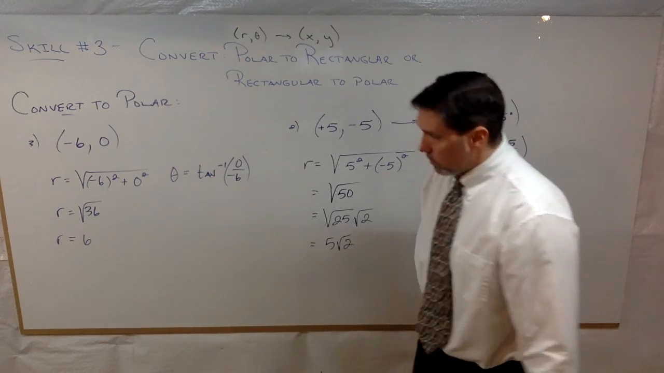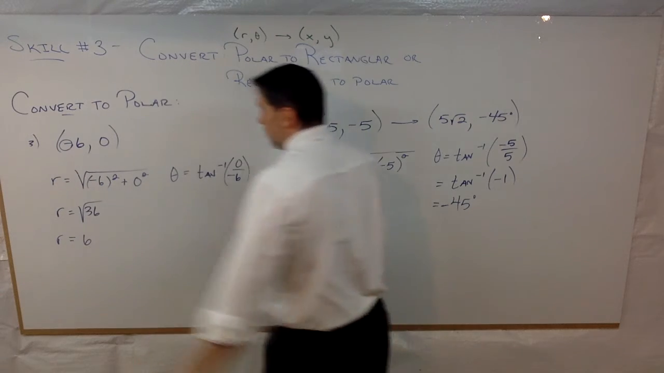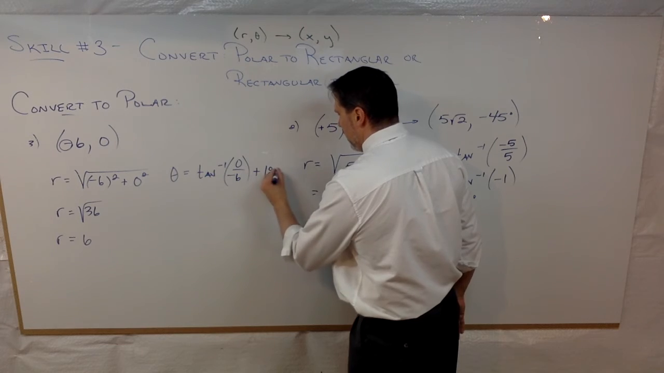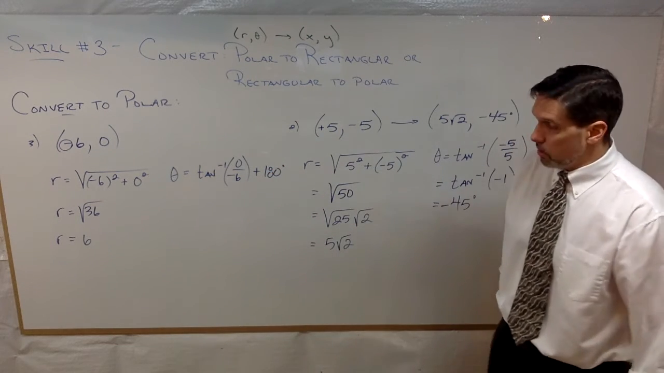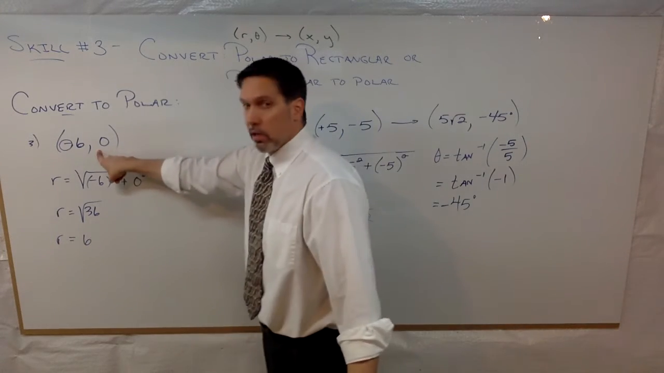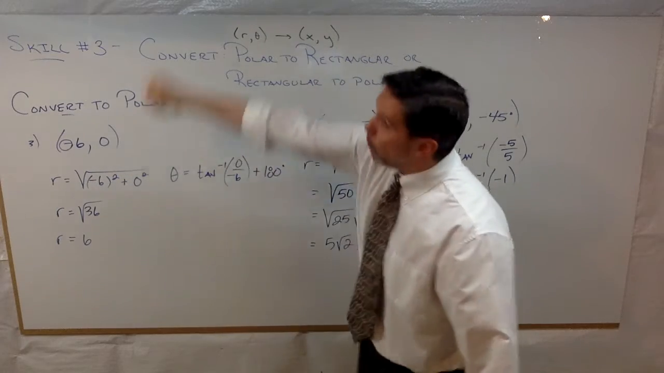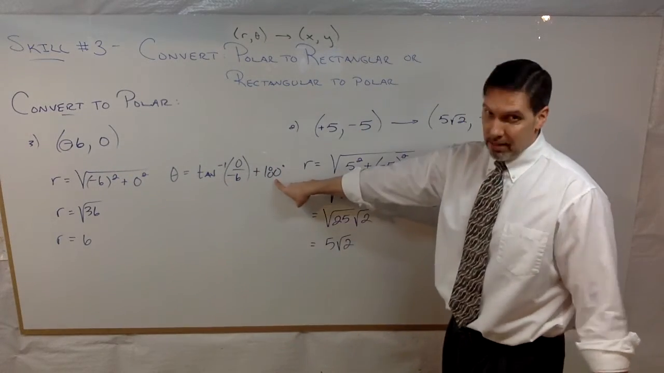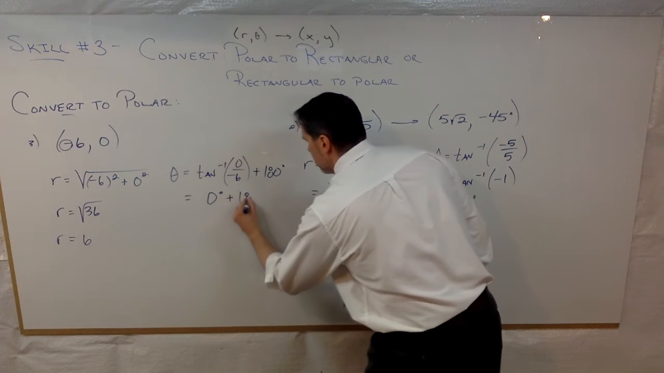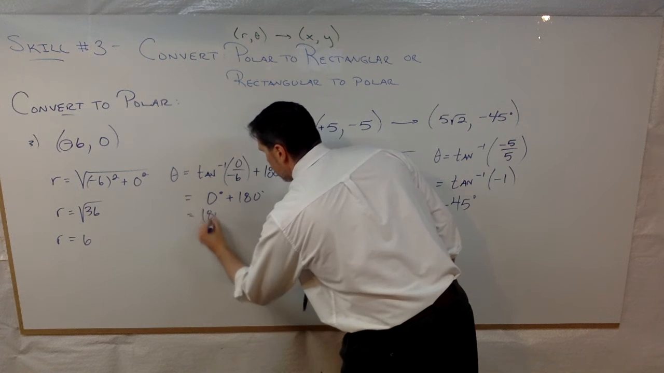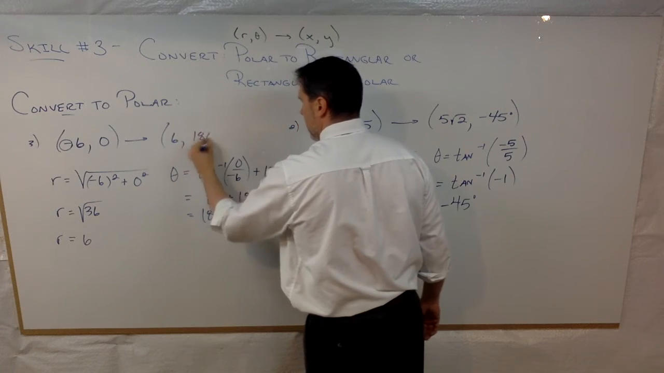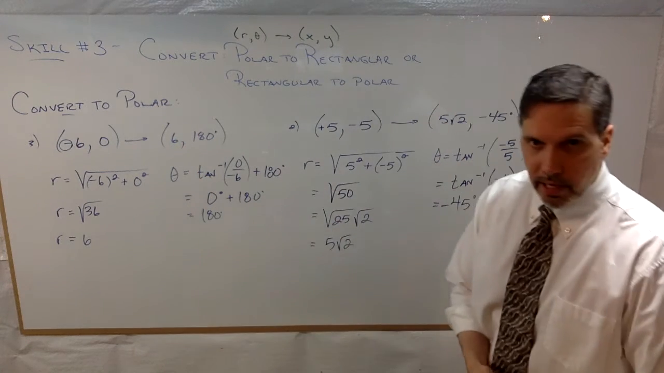Now, keep in mind, you still have to follow the rules. The x is negative, so we do have to have the 180 help, because it will not give us the correct answer. This is thinking, oh, 0 degrees. Oh, it's not 0 degrees. -6, 0 is 180 degrees away from that. That's the idea. So that's 0 plus 180, which puts us at 180. So we're looking at 6, 180 would be the polar equivalent to -6, 0.